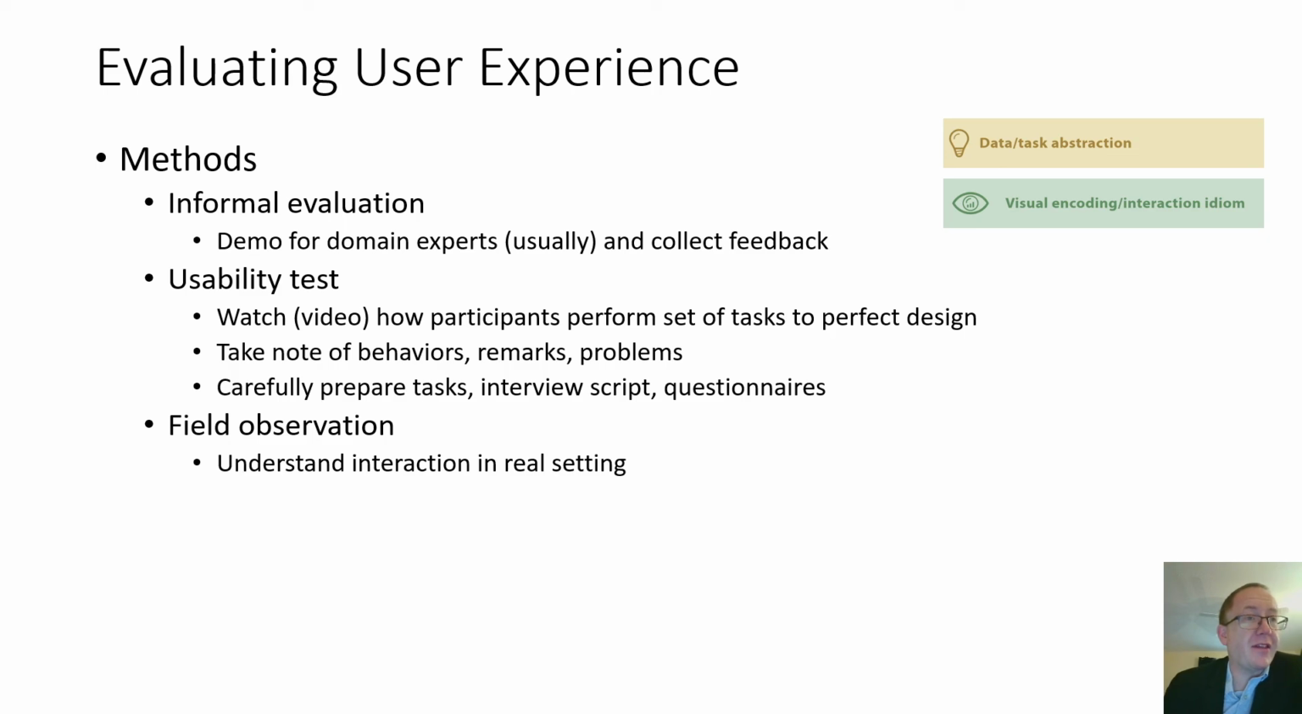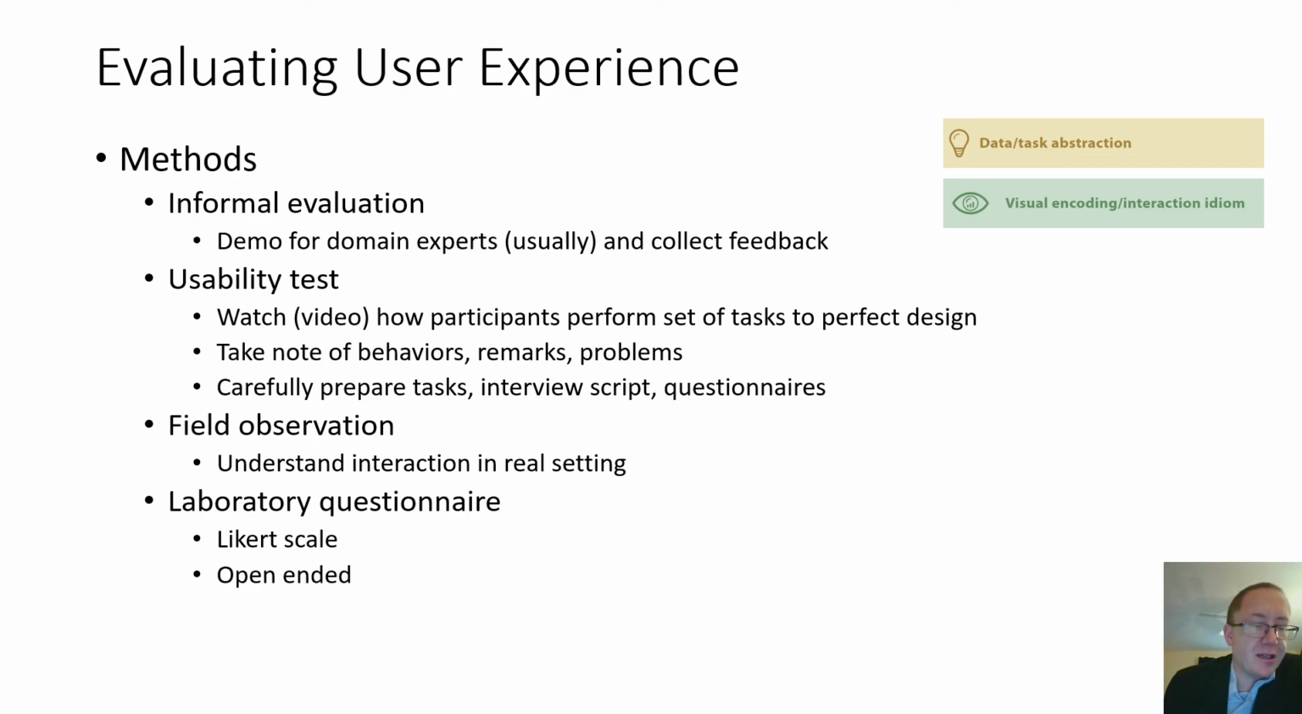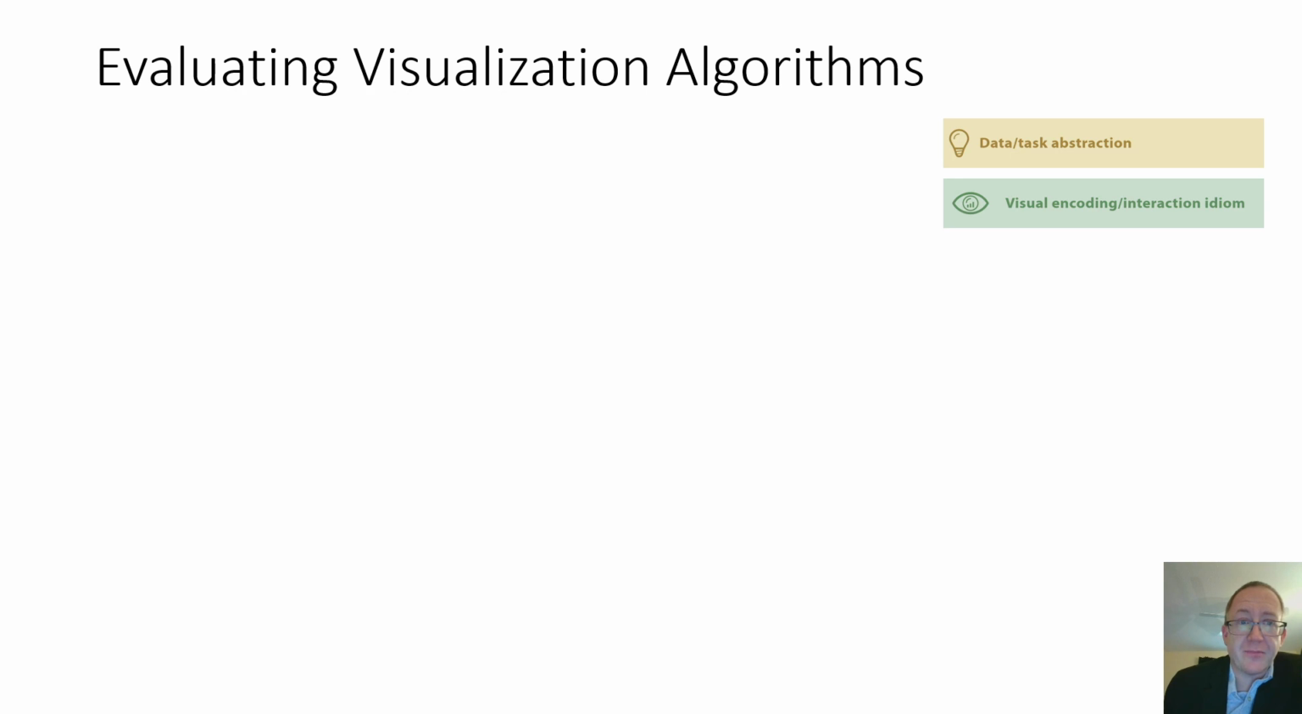That would be like the Emily Carr dialogue thing, where they're looking at people in an art gallery. We're looking at Emily Carr's work. You put it out in the real world, see people use it. And you can also do a laboratory questionnaire as well, like a Likert scale, that's a 1 to 5 scale, that sort of thing, or have some open-ended questions.